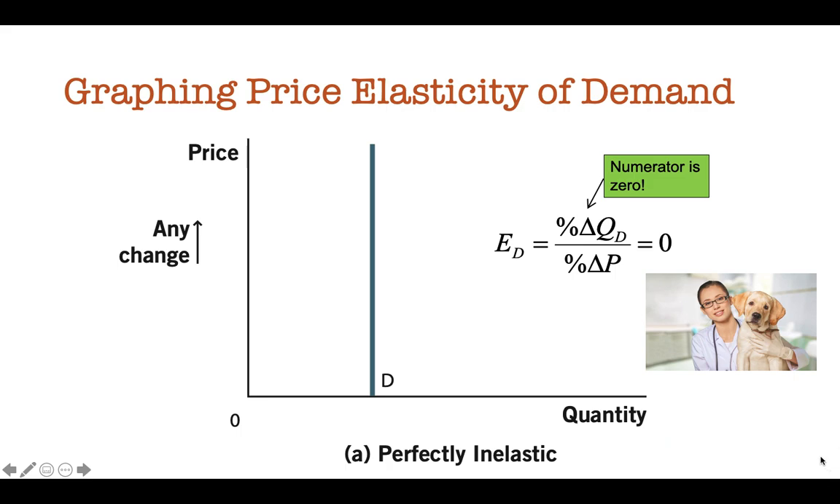So here are some examples. This is a perfectly inelastic demand curve. Like I said, this would be like vet care for me. That means any change in the price along this demand curve, whether it's a low price or a high price, it doesn't matter. My quantity demanded stays the same, whatever this number is right here. This is a perfectly inelastic demand curve. It is so steep that it's gone completely vertical.